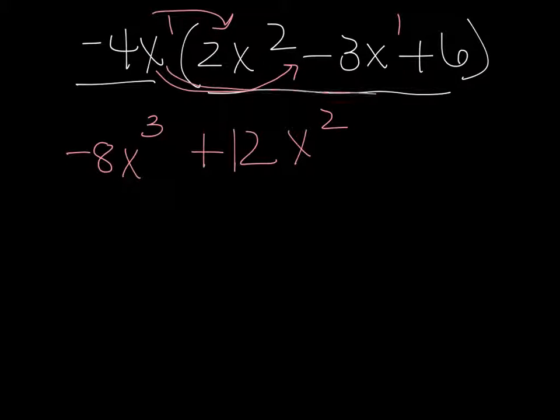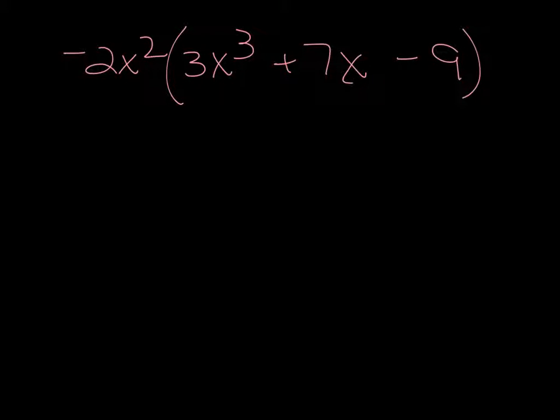And then you have negative 4x times 6, and you multiply the coefficients. Negative 4 times 6 is negative 24, and then you just have x. So your answer to this problem is negative 8x cubed plus 12x squared minus 24x. And there's nothing we can combine. If there was something that was alike, we would actually combine our terms.